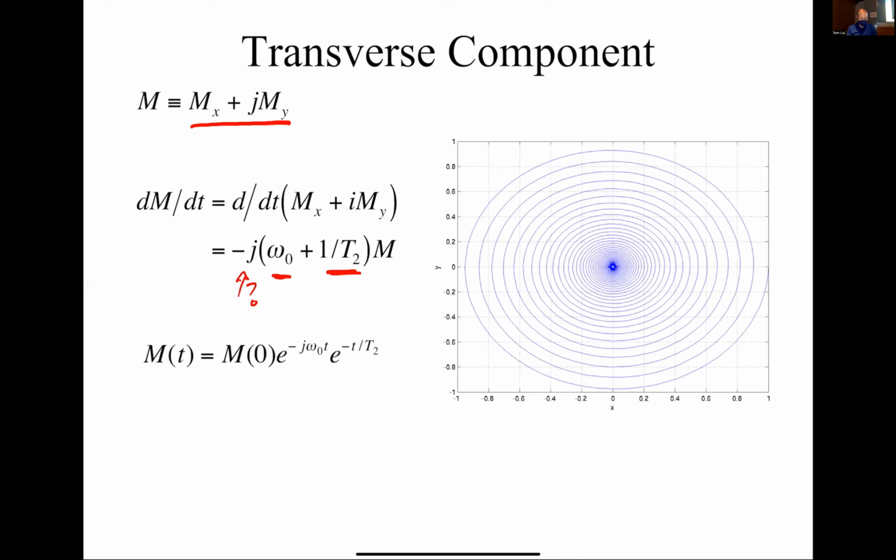Okay, so it turns out that the solution has this simple form. It's m naught. This is just the precession term, right? Which we talked about before. Okay, that's the e to the minus j omega naught t, which is taking us around in the transverse plane. And this is the T2 decay term. And so what that means is I start off at some value here, and I'm precessing and just decaying away. Okay, so that's what the transverse component is doing.